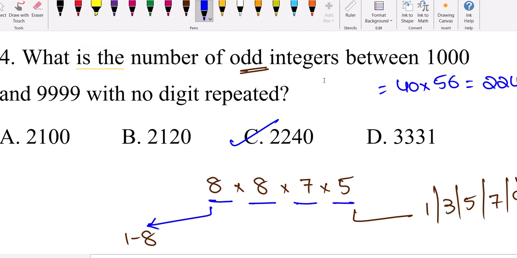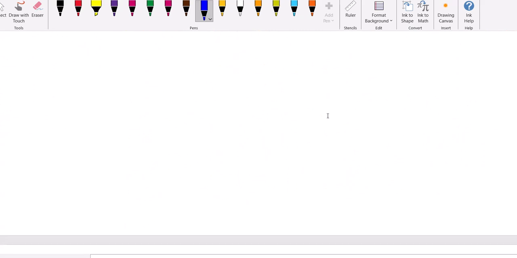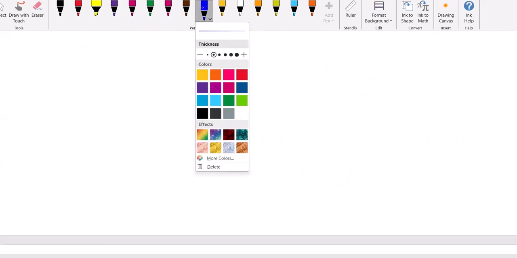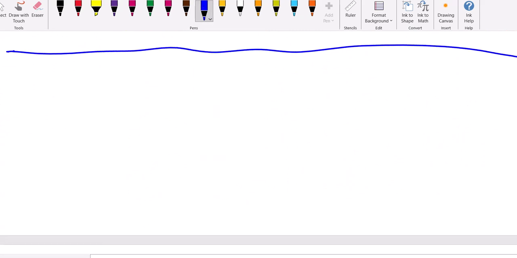Some people still have doubt whether the answer 2240 is correct or not. Then what I'll suggest to you is this. Listen, you can try like this. There is still some doubt because 1, 3, 5, 7, 9 is required in the rightmost.